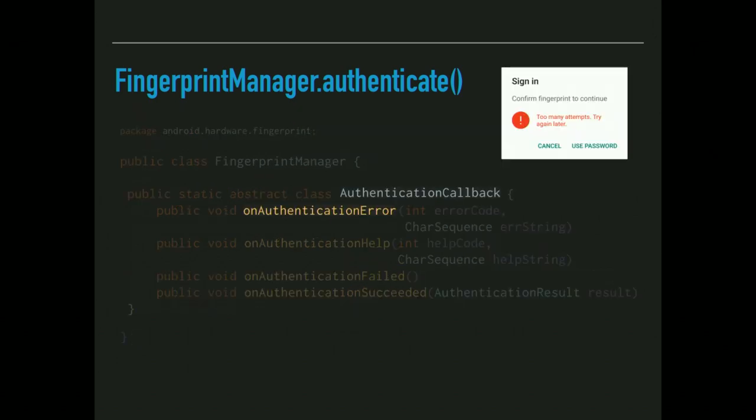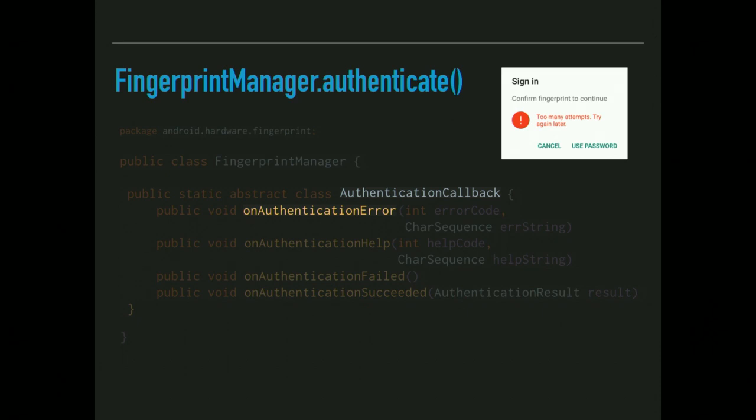So the first one that we're going to talk about is onAuthenticationError. This one is a final callback, it's a terminal callback. Once you get this, according to the docs, it's going to be your final callback and the fingerprint sensor has turned off. You're going to get this callback for things like timeout. The fingerprint was just prompted on the screen, the user didn't do anything, and then eventually it'll time out.